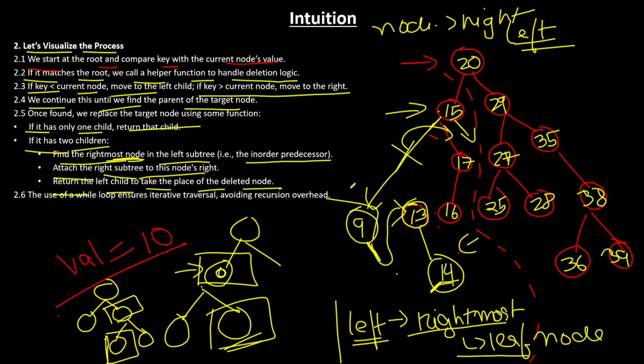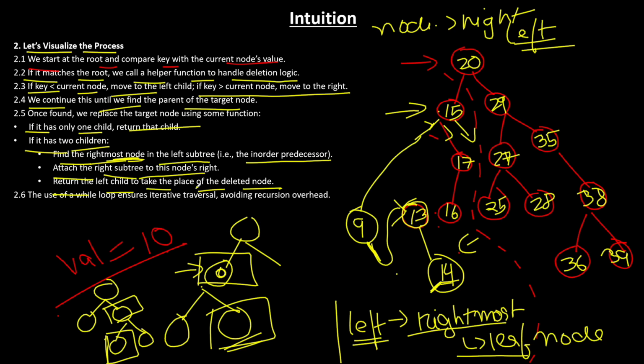Returning the left child, right? And this was the left child, and this was the right child. Left child was the 9, correct? So we will return this child to its parent node. Then only the connectivity will happen, right? As I explained earlier, then only the connectivity will happen. So this is what it is.